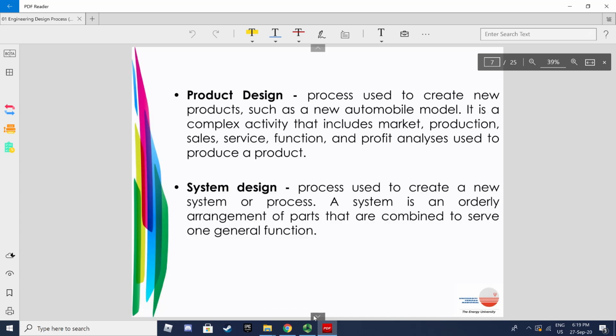And product design is a process to create a new product, such as a new automobile model. It's a complex activity that includes market, production, sales, service, function, and profit analysis used to produce a product. So this involves many people and many departments in a company or organization, where you need to see the success of the product. And then system design is the process to create a new system or process, where a system is an orderly arrangement of parts that are combined to serve one general function.